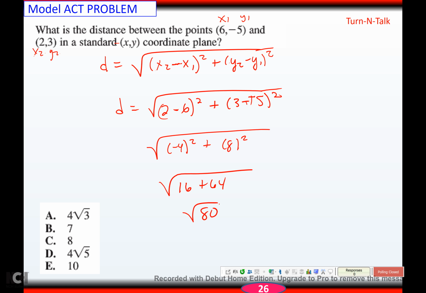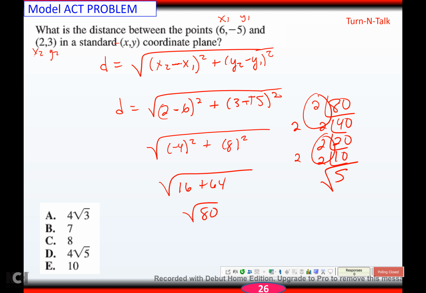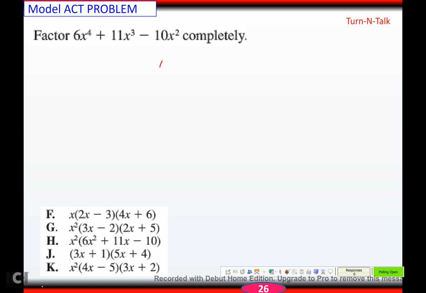Since the square root of 80 isn't there, I'm assuming they broke it down. If I break 80 down, by 2 is 40, by 2 is 20, by 2 is 10, by 2 is 5. There's a perfect square, there's a perfect square, there's not a perfect square. So 2 times 2 is 4 on the outside, square root of 5 on the inside. Okay? Alright, try this one. Hit pause. Come back when you're ready.